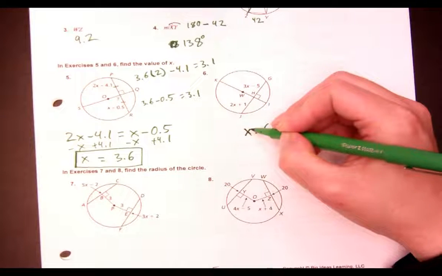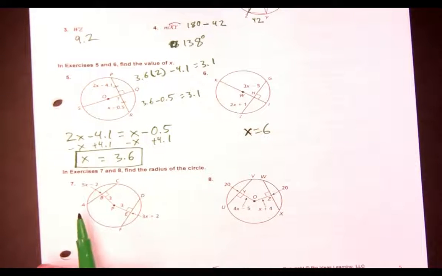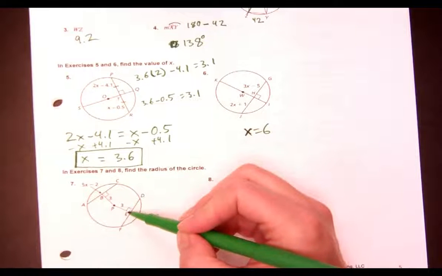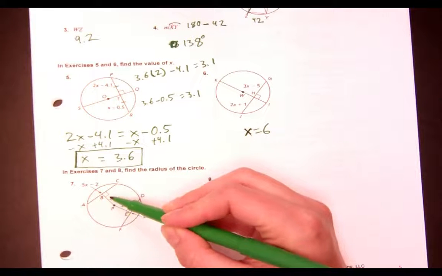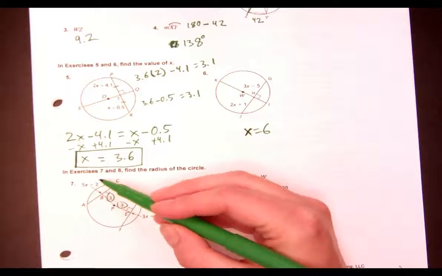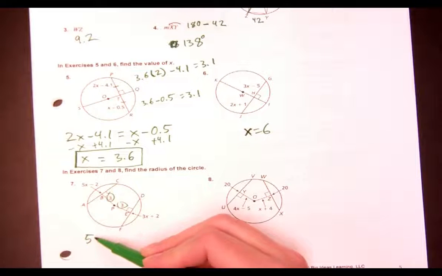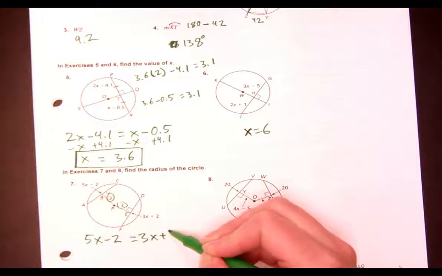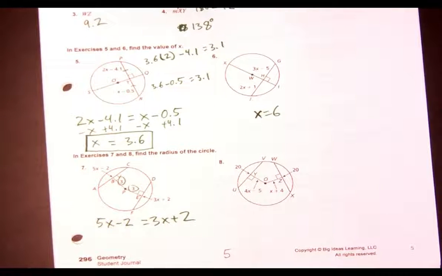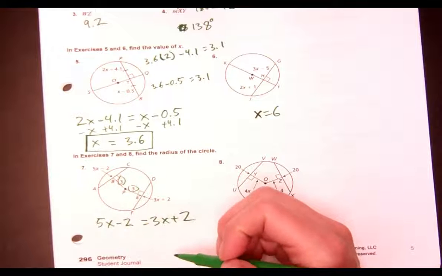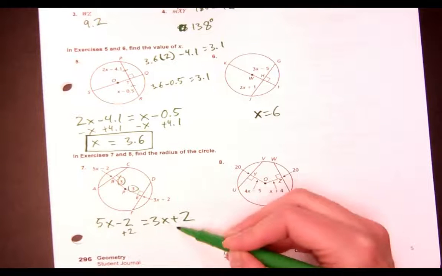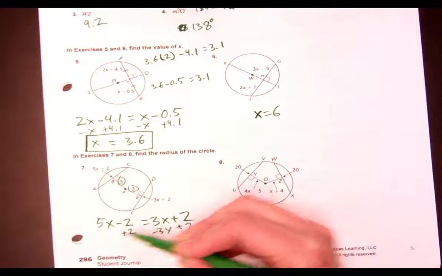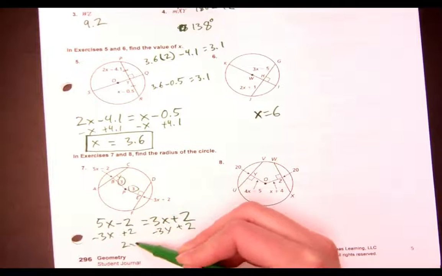Sometimes it reviews back to what we did that first day also. But you're right, it tells us if they are equidistant from the center, which they are, we have the 3 here, 3 here, then they equal each other. So then we just set up 5x minus 2 equals 3x plus 2. Can you solve it faster than me? X does equal 2.